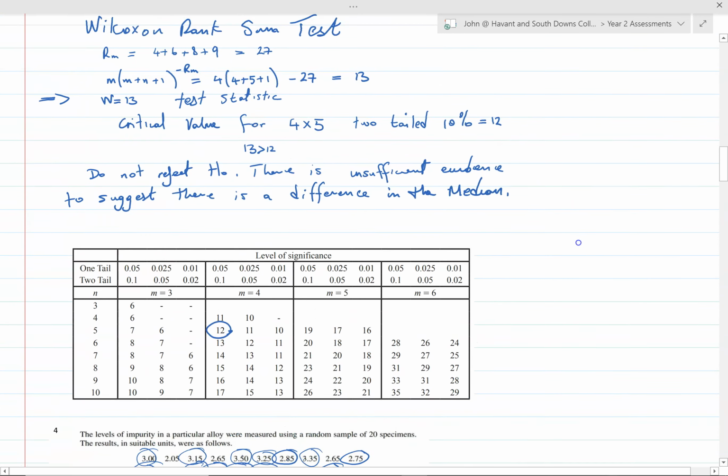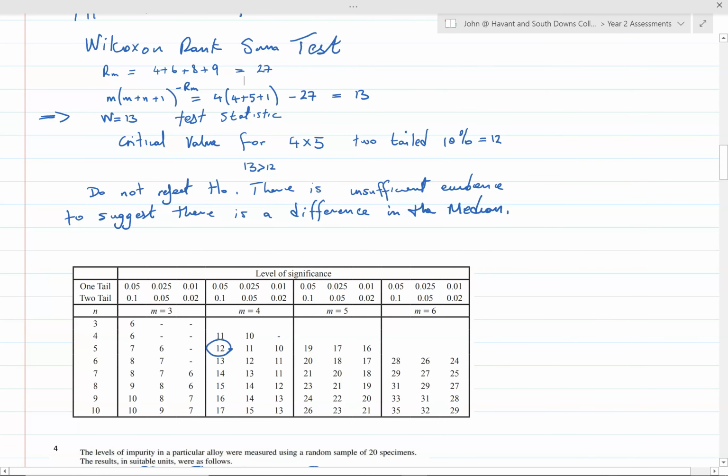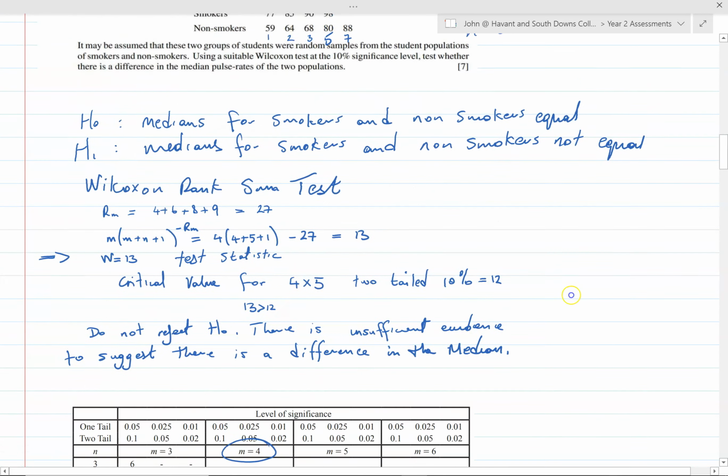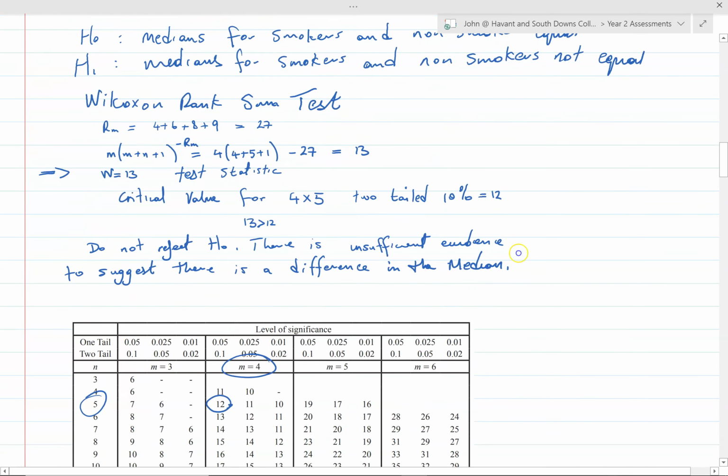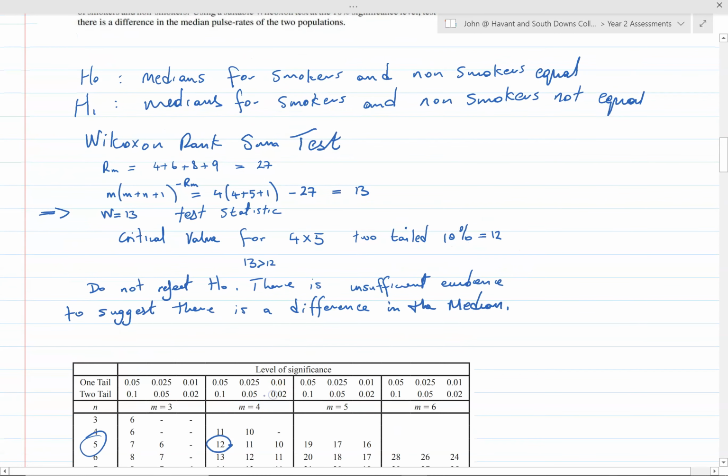So we look to see what the critical value is. Remember, it's 4 by 5. M is 4, that's 5. The test, because they are not equal, was two-tailed. I'm not saying they're greater or equal to each other, and that's implied in the question. We're testing whether there is a difference. It doesn't talk about it being higher or lower. So we're looking at two-tailed, 5%.